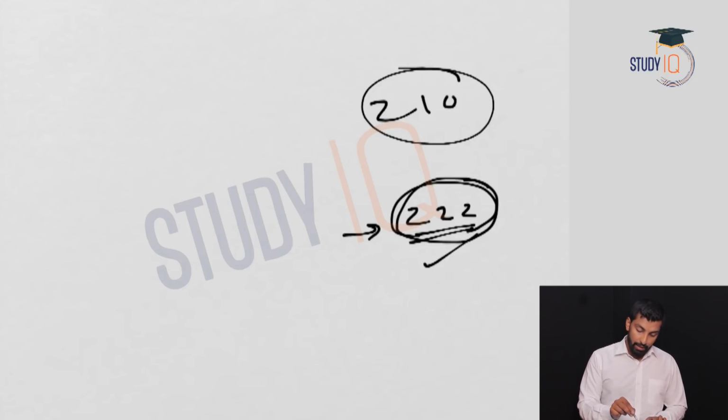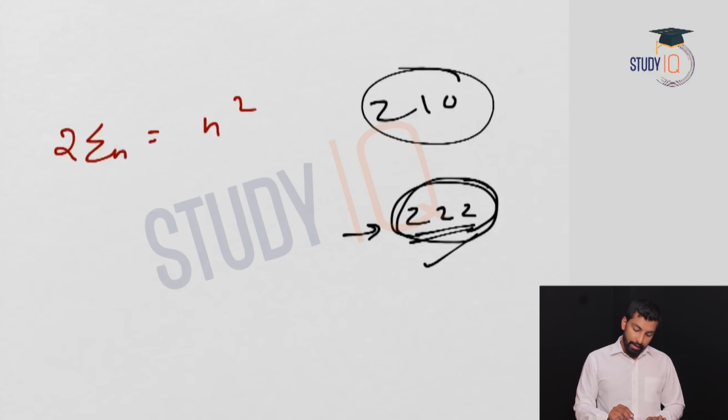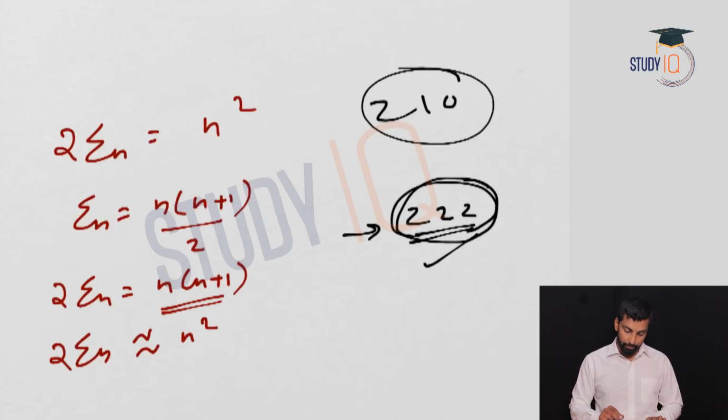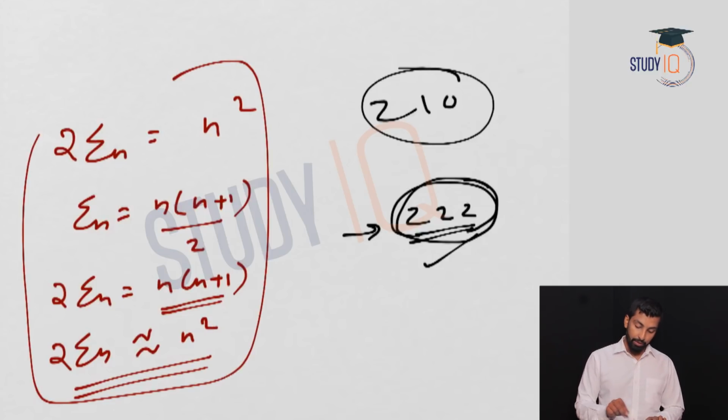If you remember, just now I have already told you 2 times sigma n is actually n square. For those who missed out, sigma n is equal to n into n plus 1, divided by 2. So 2 times sigma n is equal to n into n plus 1. Compared to n, 1 is very small, so you can approximately write 2 times sigma n is equal to n square. And we are going to use this concept here.